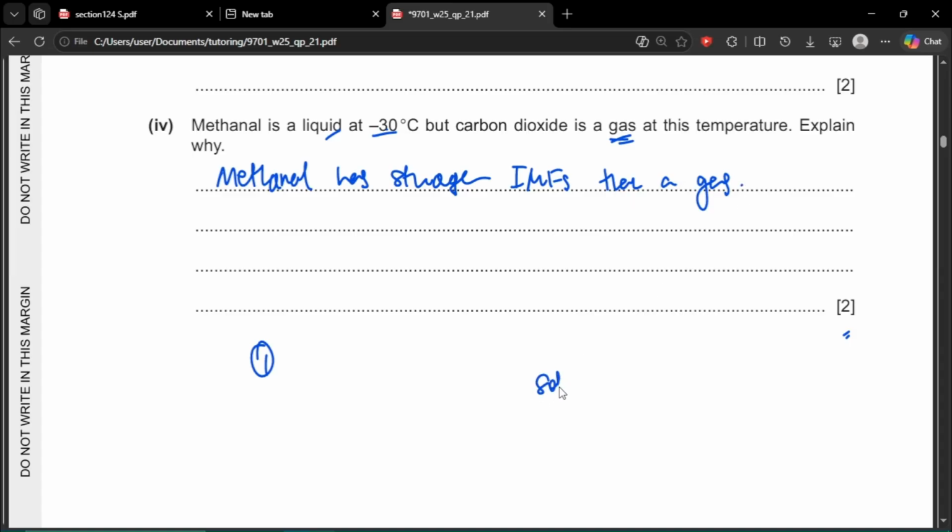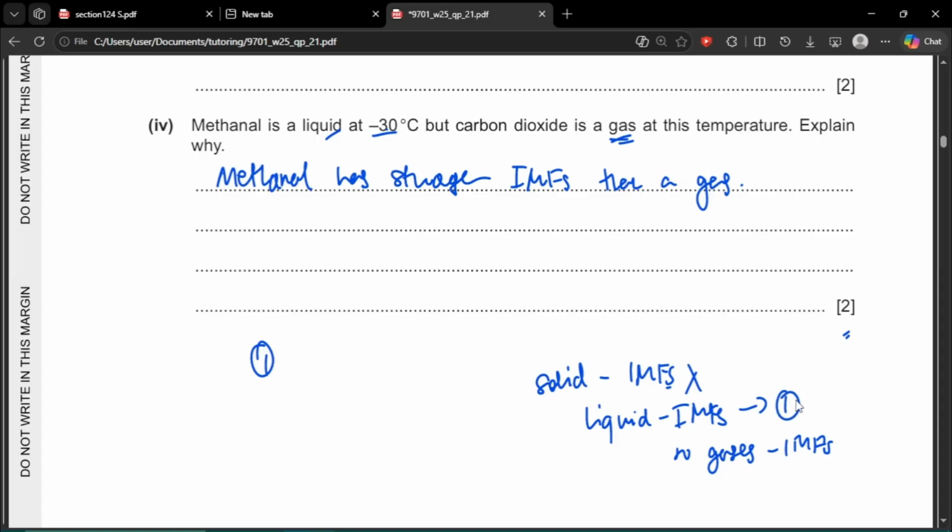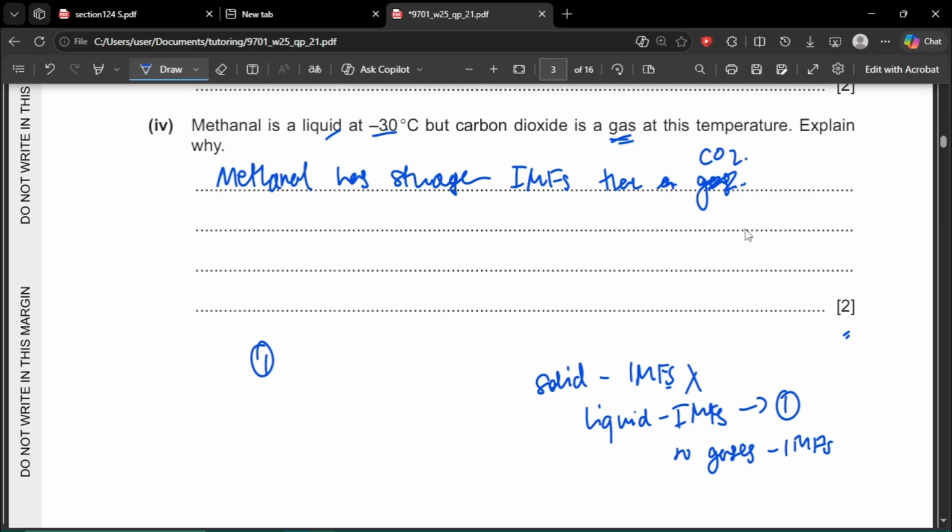Like solids, they might not have IMFs, right? But then liquids definitely do have IMFs. So do gases. Gases definitely have IMFs. So you can compare the IMFs, right? And liquid's obviously going to be stronger. So it's like a free, easy one mark that you can possibly guess. Then sorry, not gas, carbon dioxide. Now the second point is two marked, right? So you have to mention 2 points.